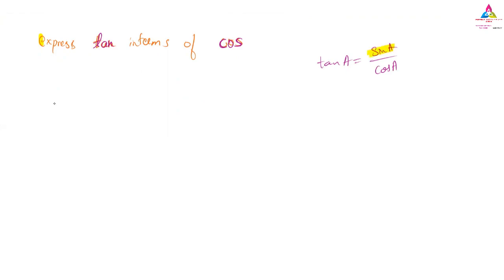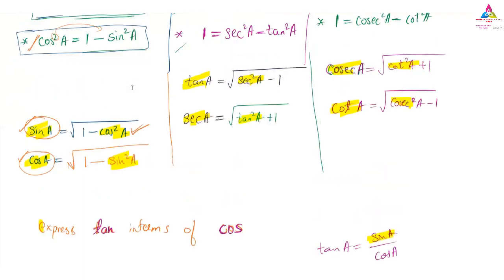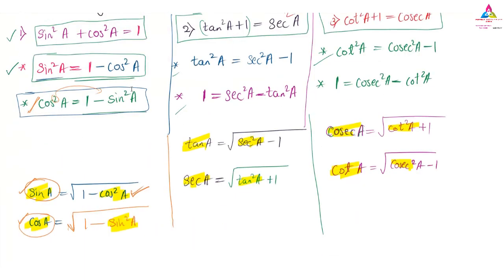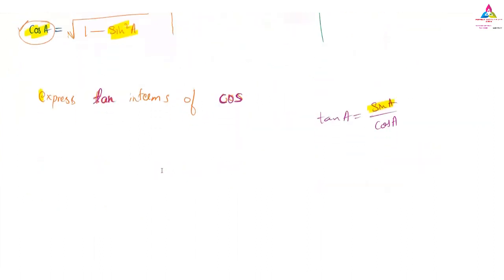You have to write it in terms of what? Cos only. So how is it possible? To do this, you need the identities. Here we have the identity tan square A in terms of secant, which we will consider. That is, tan A is equal to what? Root of secant square A minus 1. Yes, that identity we have to use.